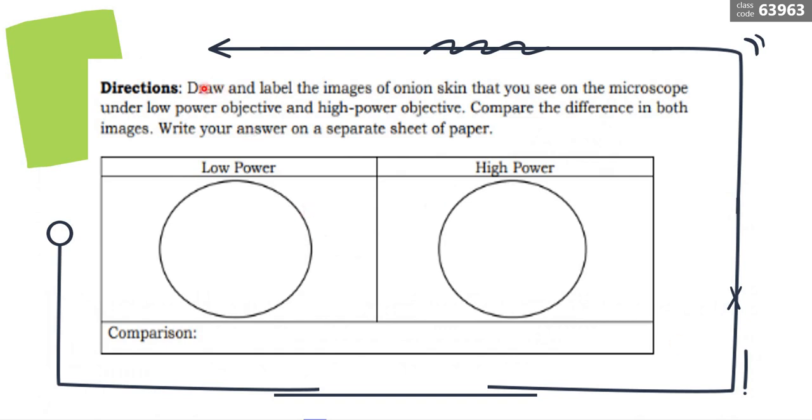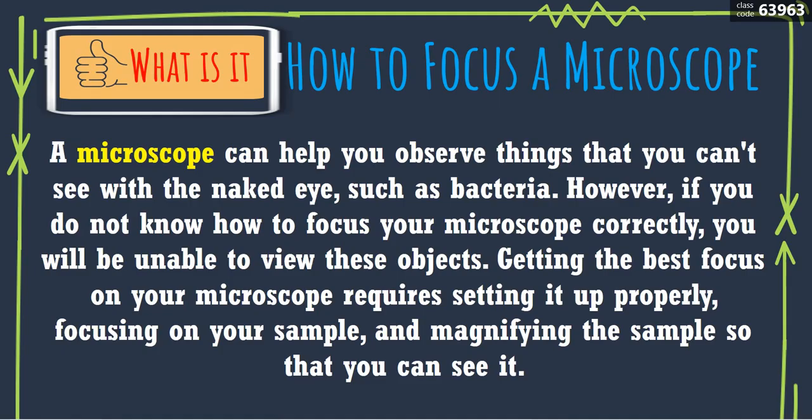Okay, directions. Draw and label the image of onion skin that you see in the microscope under low power objective and high power. So try to compare. So that's your activity. Okay, so let's move on.